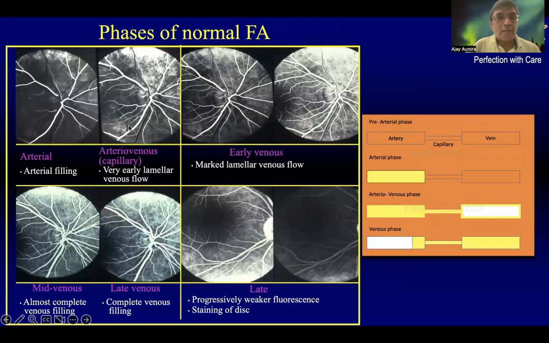This is the capillary phase or an arteriovenous phase. This is the early venous phase. You can see here that the veins are getting filled up. There's a marked laminar venous flow. And then you have the mid or the late venous phase. And subsequently, you can have a progressively weaker fluorescence, which happens at late stages.